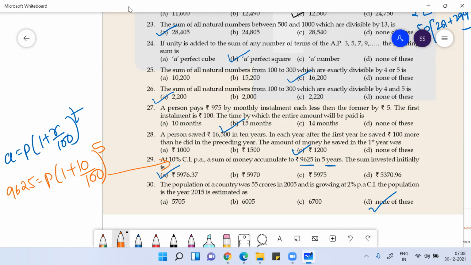The population of a country was 55 crore in 2005, growing at 2%. What is the population in 2015? Same principle: 55 crore (1 plus 2% rate of growth) to the power 10. That is the population in 2015.